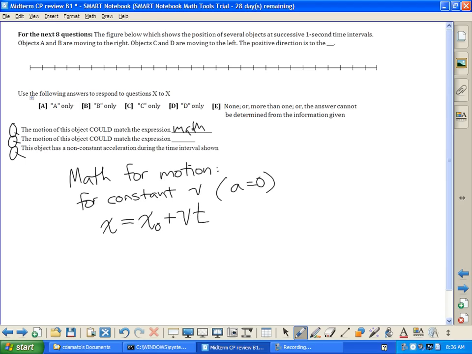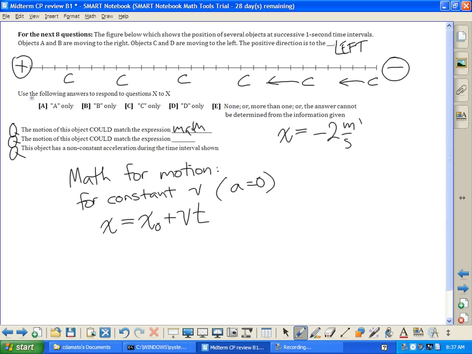So let's see. In the previous example, our object C was going like this. On the test, they'll be carefully drawn so you can count the number of spaces between. It looks like C is a more or less constant velocity here. And we said, for the purposes of our example here, positive was to the left. So could C match this expression?